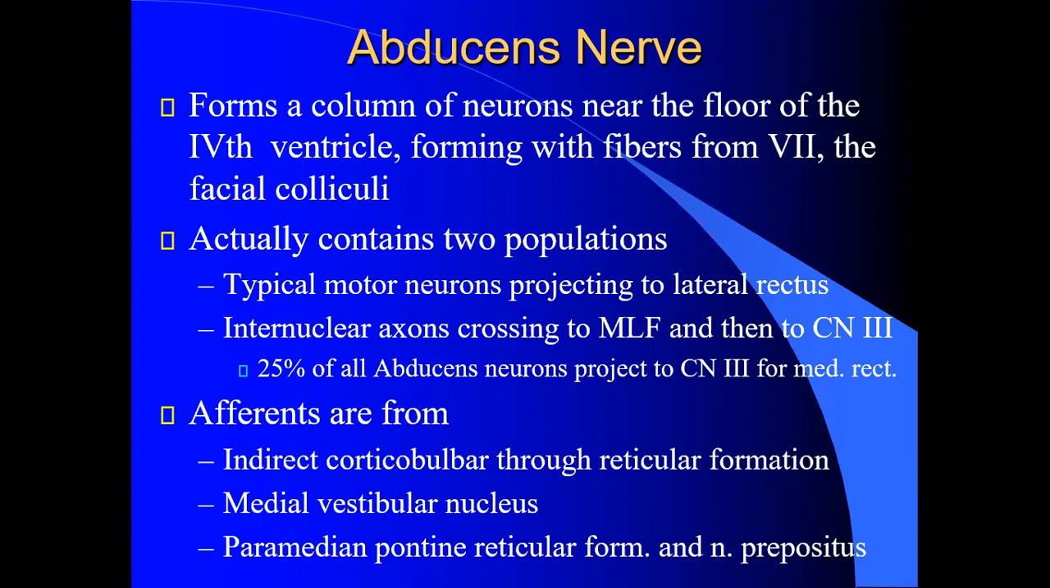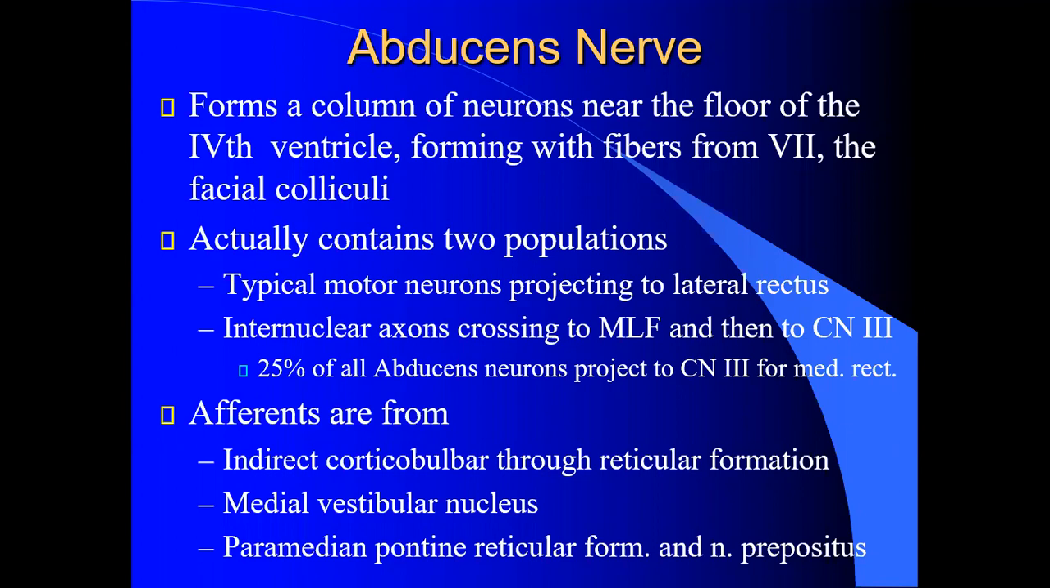These are internuclear neurons with axons that cross to the contralateral MLF and ascend to cranial nerve 3. So these are going to be important for lateral gaze. They will be important for the oculovestibular reflex, doll's eyes, all right? And it's about 25% of the abducens neurons that work their way up to the contralateral cranial nerve 3 to innervate the neurons that will control the medial rectus.